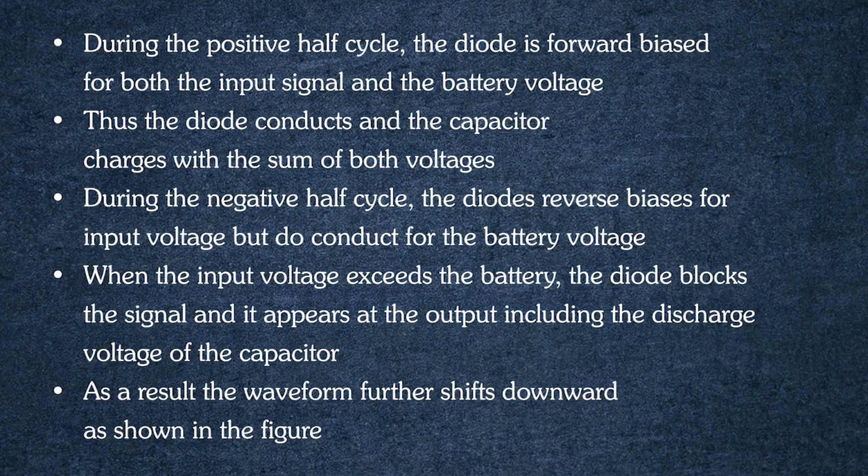And what happens here is that when the input voltage exceeds the battery, the diode blocks the signal and it appears at the output, including the discharge voltage of the capacitor. As a result, the waveform further shifts downward, as shown in the output waveform of the negative clamper circuit. So, in this way, the output waveform is further shifted below the reference point using negative biasing.